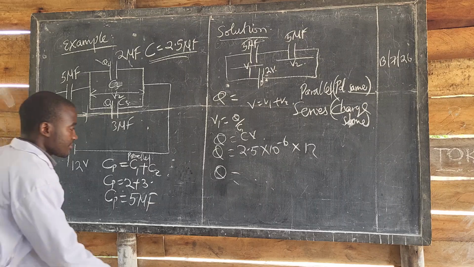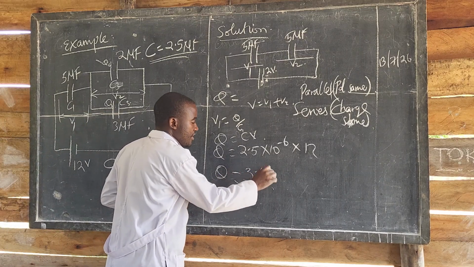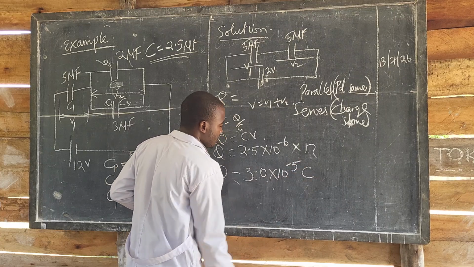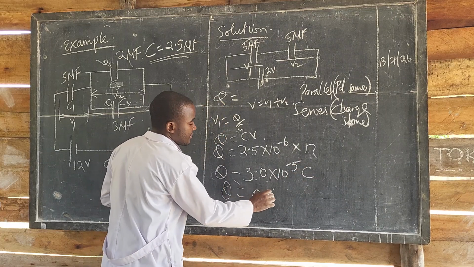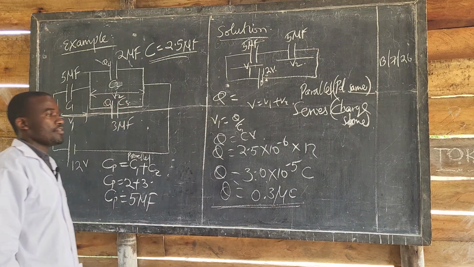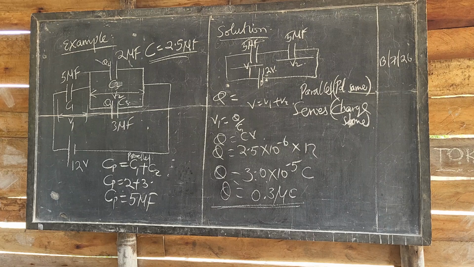Pardon? 3 exponent negative 5 what? Coulombs. So this one can be written as 0.3 micro coulombs. Is it 0.3 or 30? So in this example, it becomes hard for us to find the charge on each capacitor, because at least we need to know a particular charge of one, then we use it by moving from one capacitor to another.